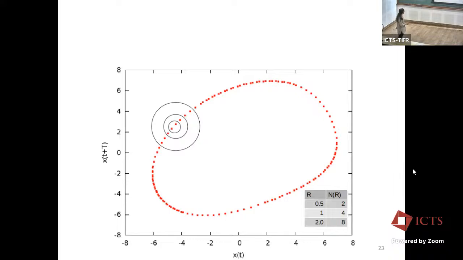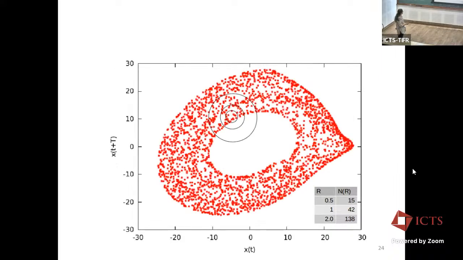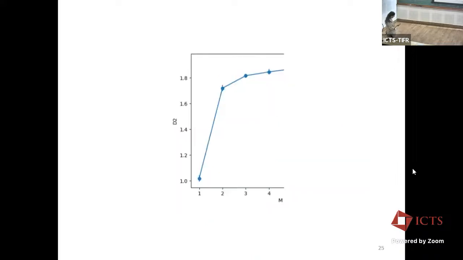I'm just showing how this changes for a regular trajectory like this. For example, if this is your r, there are 2 points. When you increase r to double that value, you get 4 points. When you increase r again, 8 points. So if r is plotted here and the number is plotted here, it goes regularly like 2, 4, 8, because it's a periodic trajectory. Look at this trajectory. This is a non-uniform distribution of points, where there are gaps here. So when you increase r from this to this to this, the number is not increasing like that. But there is a pattern in which it increases, and that is what is given by this dimension.